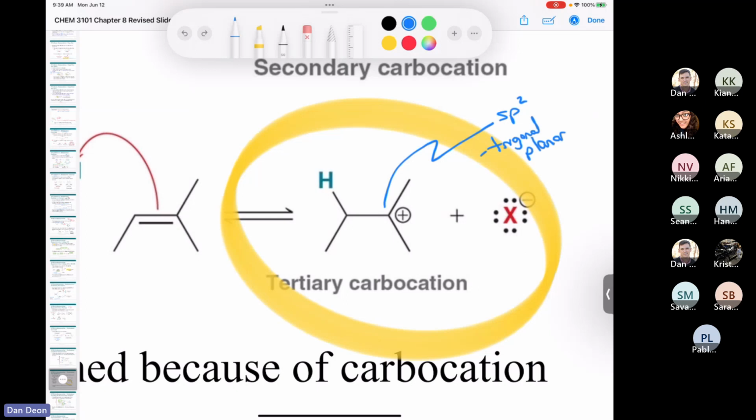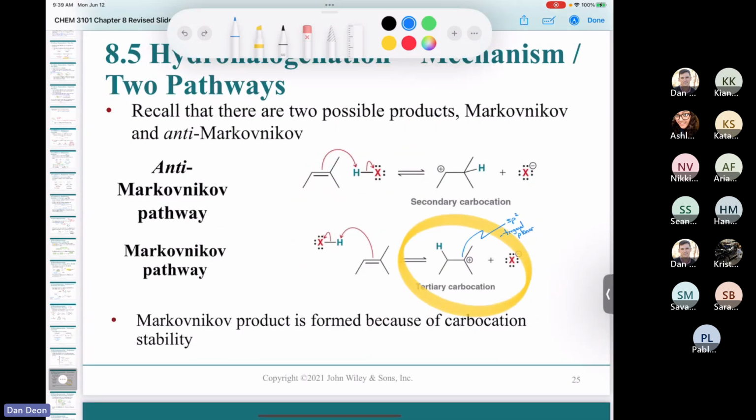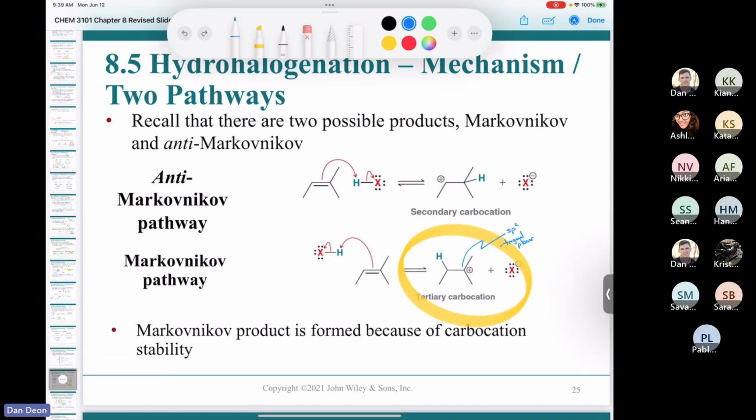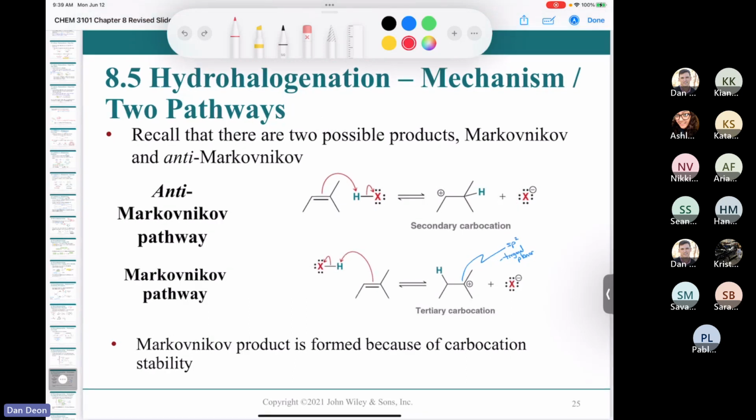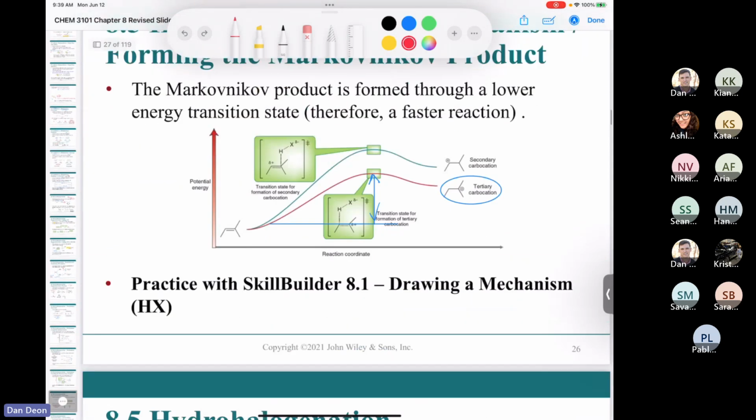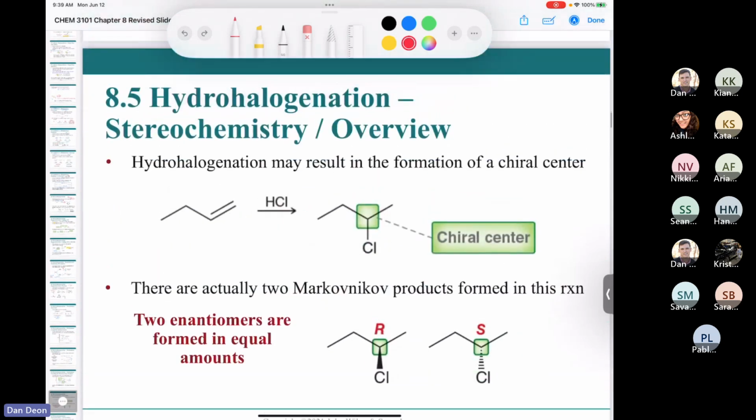And if it's planar, that means it's flat. So the idea is this, is that when your bromide comes in, when the bromide acts as a nucleophile, it can attack from the front face of the molecule, or it can attack from the back face of the molecule. And so if you form a chiral center, you end up with a pair of stereocenters, right? So hydrohalogenation, if you get a chiral center, you're going to get two enantiomers. If you form one chiral center, you're going to get a 50-50 mixture.